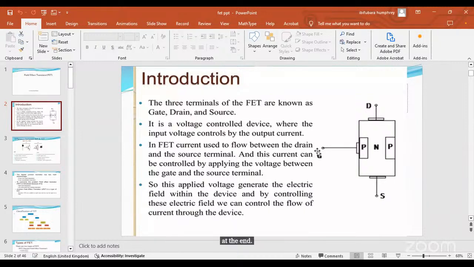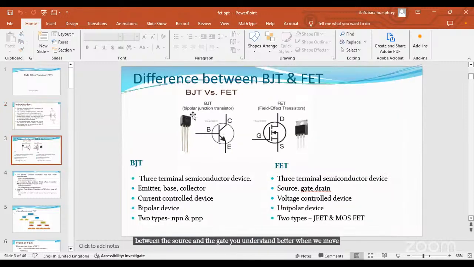So the gate source voltage will control what will happen to the P's, whether the P will be expanding or collapsing. It depends on the voltage applied between the source and the gate. You will understand better when we move on. So, comparing the difference between BJT and FET.